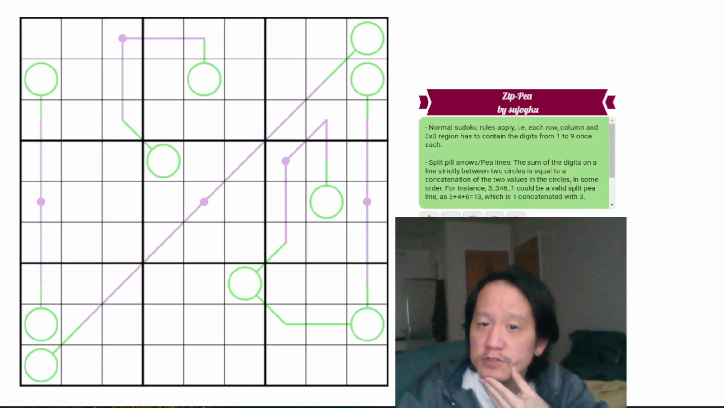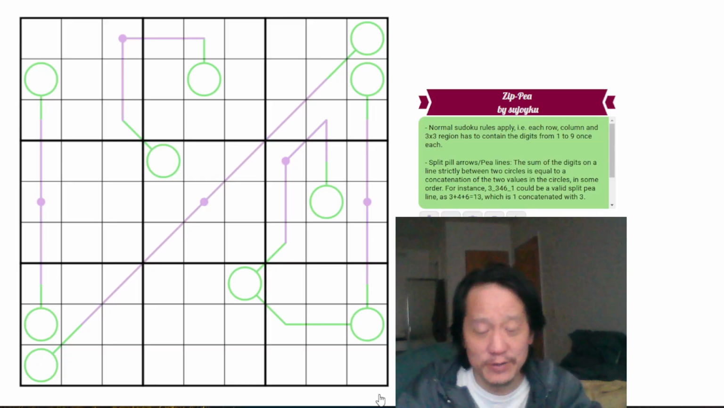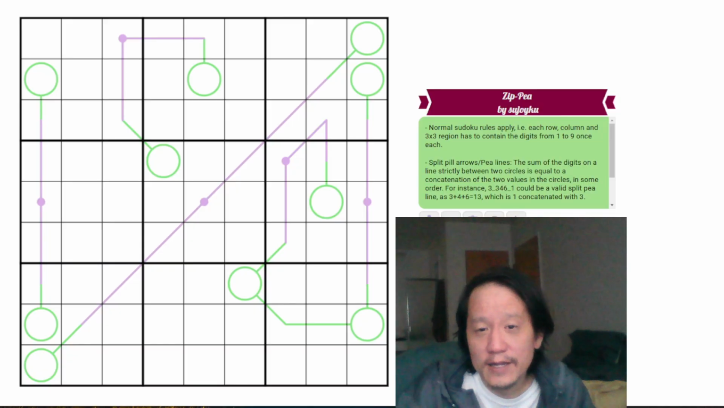Anyways, today's puzzle is called Zip-Pea by Sudoku, and oh joy, I'm not a big fan of zipper lines, but this is what this probably is. Okay, and here are the rules.